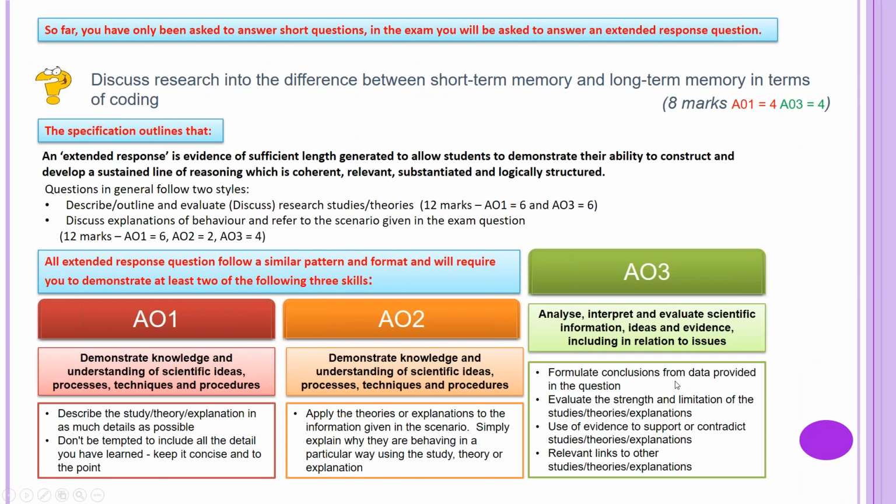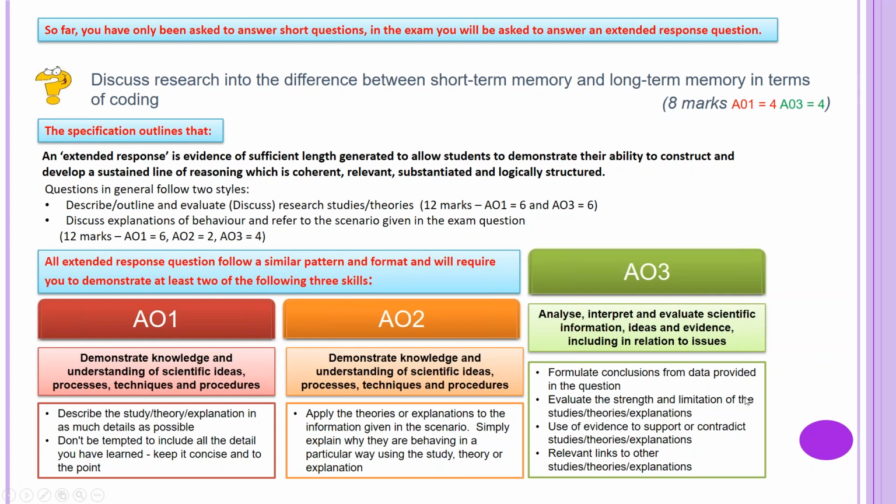So far you've only been asked to answer short questions. In the exam you'll be asked to answer an extended response question. So, for example, discuss research into the difference between short-term memory and long-term memory in terms of coding. This is for 8 marks: 4 marks of AO1 and 4 marks of AO3.